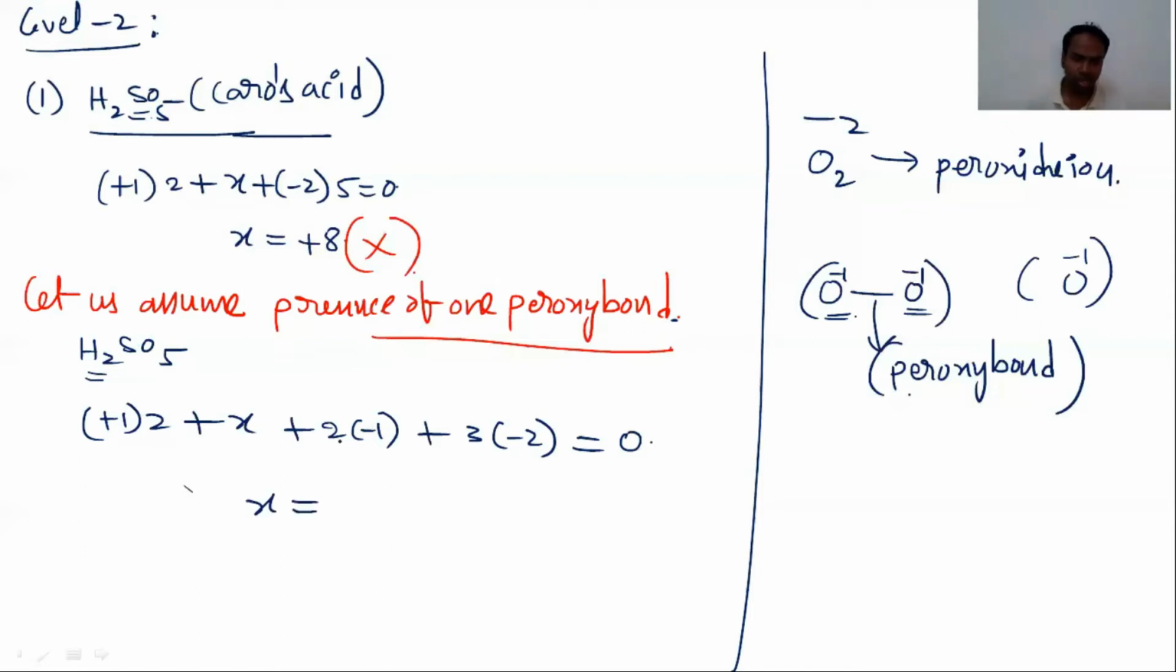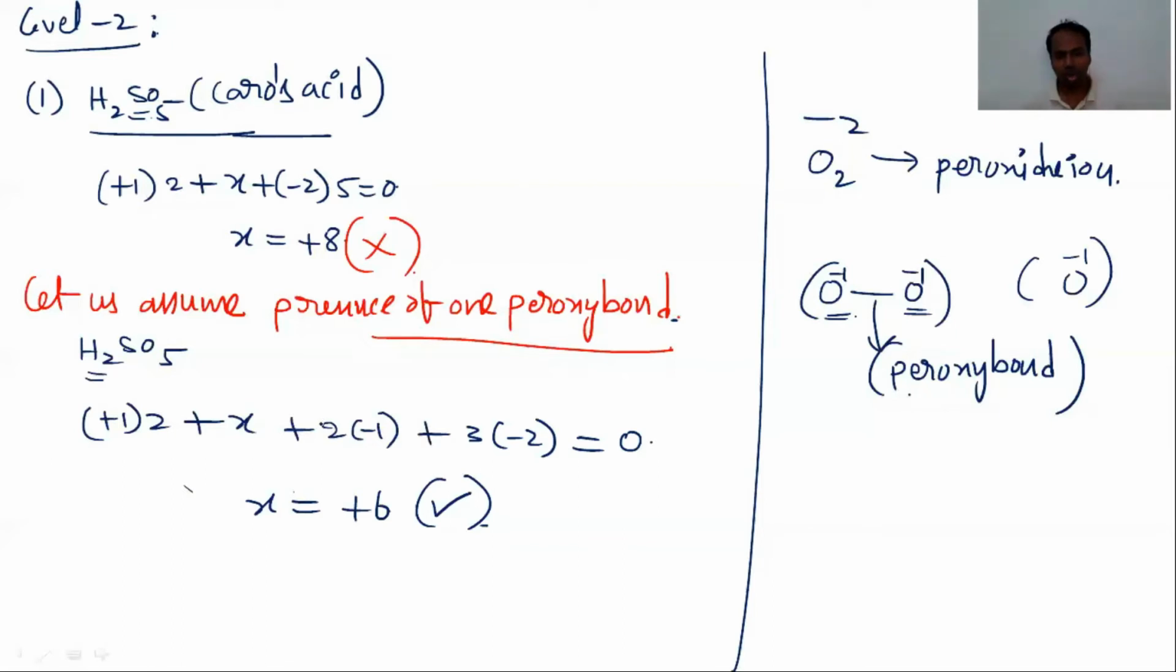Now find the X value. +2 and -2 get cancelled, X is +6. So this is correct. In H2SO5, the sulfur oxidation state is not +8, it is +6. +8 is not possible, +6 is possible. So you can follow this method.